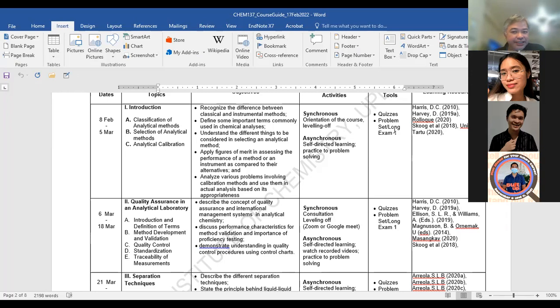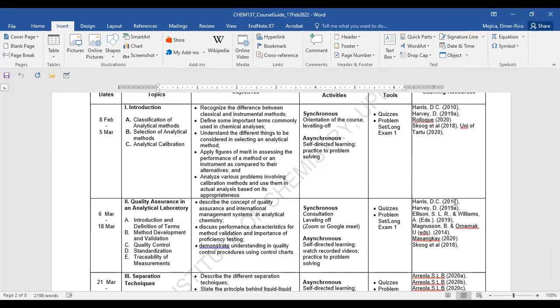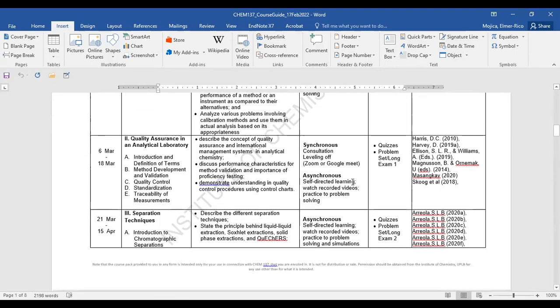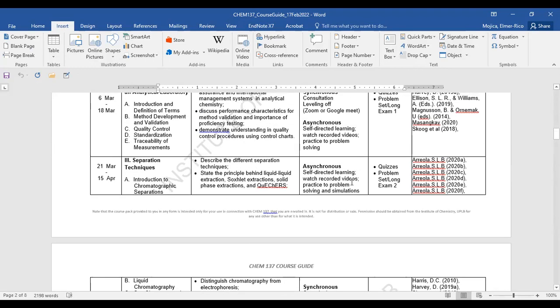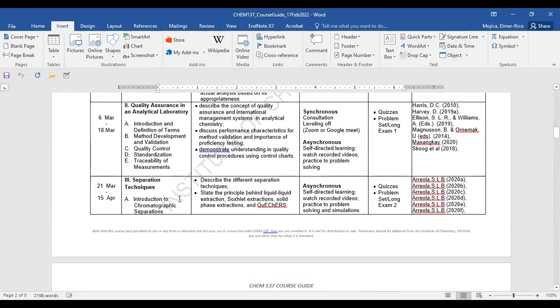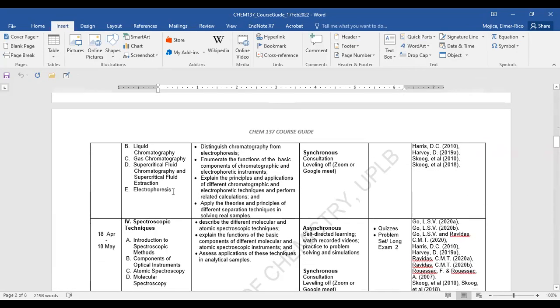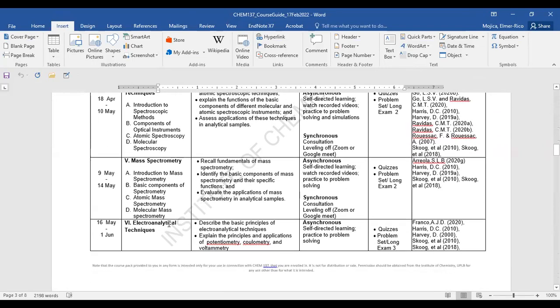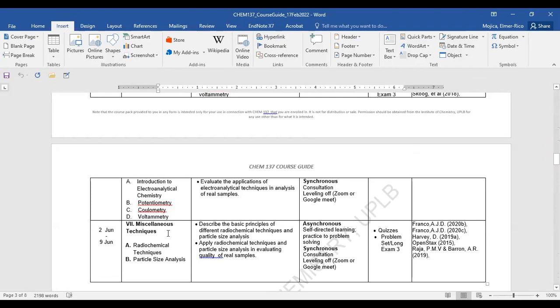Now, should we need to meet synchronously, I'm open to that. Okay, but I understand that some of you will not be able to meet. So as much as possible, like what I'm doing right now, I will record the lecture that we have. So here, synchronous, asynchronous, synchronous, asynchronous. As you're going to look at here: introduction and then Q&A, and then we go to the first one, chromatography, separation techniques, spectroscopic techniques, mass spectrometry, electroanalytical, and then the miscellaneous techniques.